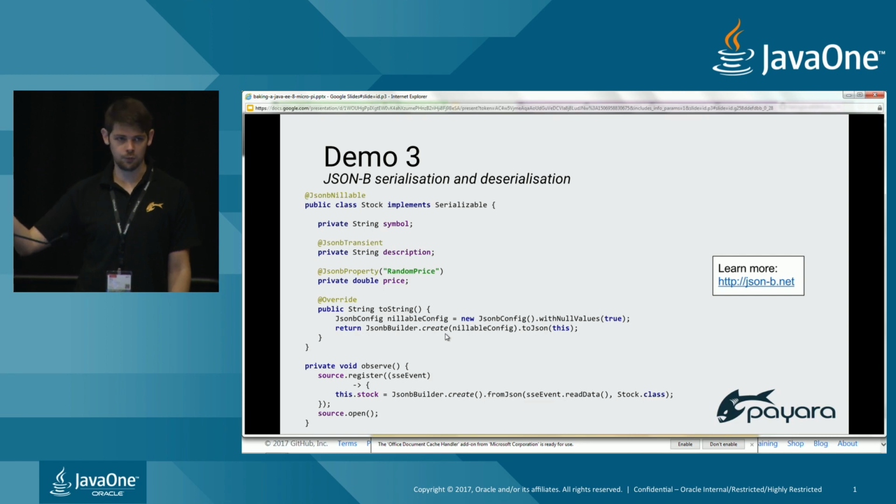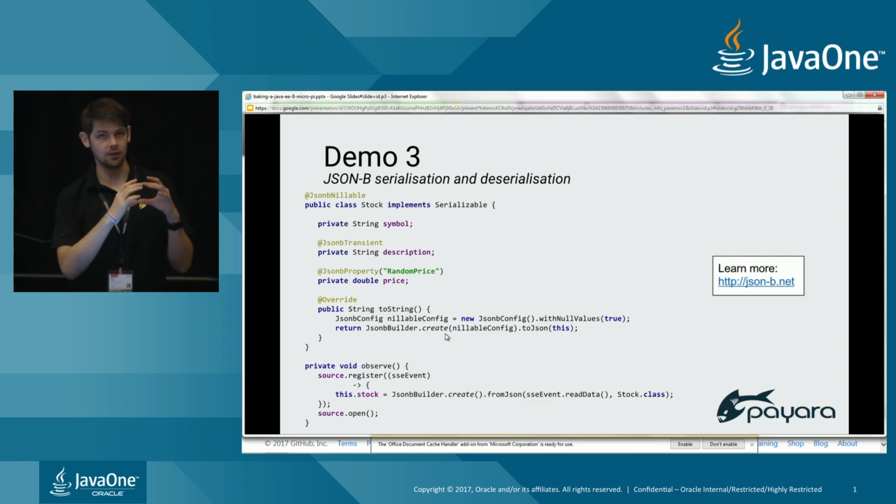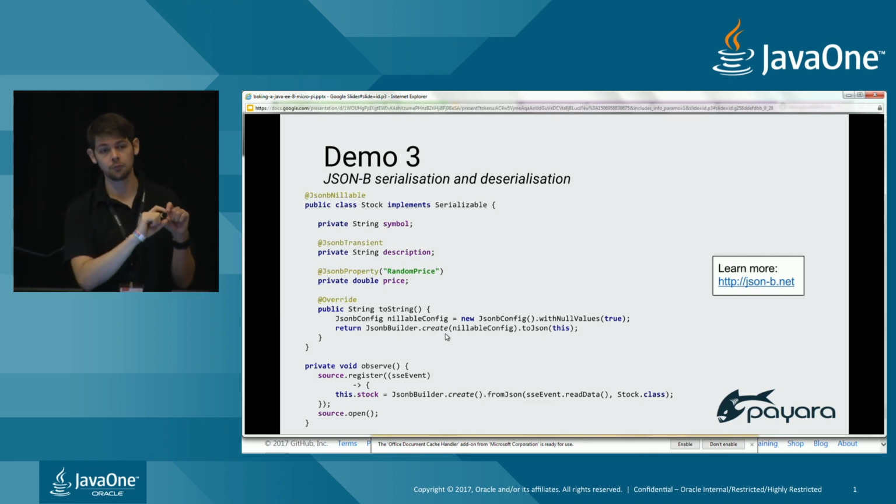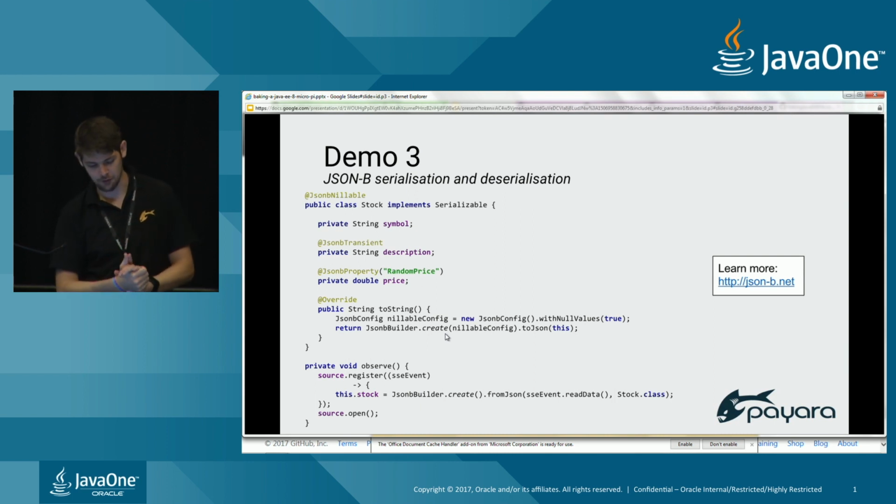And obviously in the demo, we needed to change our JavaScript class from looking for .price to looking for .randomPrice, because otherwise it would not be found.